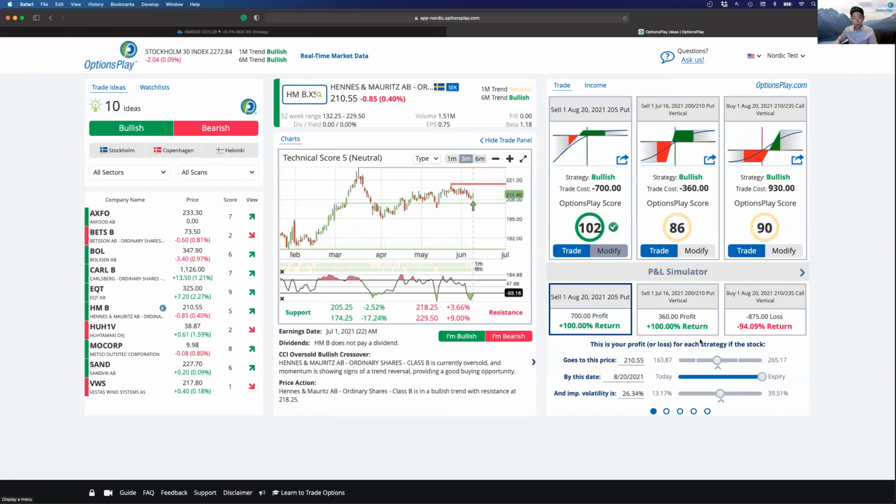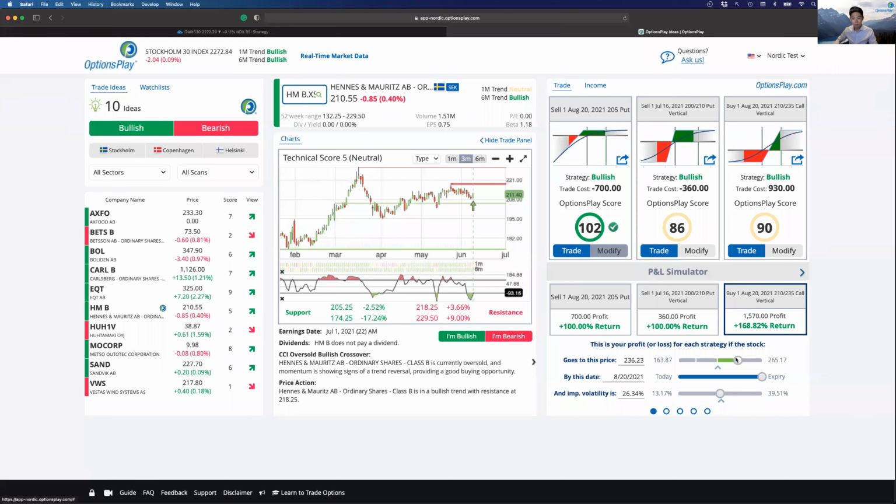The put spread gives me a somewhat similar risk profile to the short put. It's less premium, but it decreases my downside risk. So if the stock declines substantially, I only have limited losses. That's the benefit of a put spread.